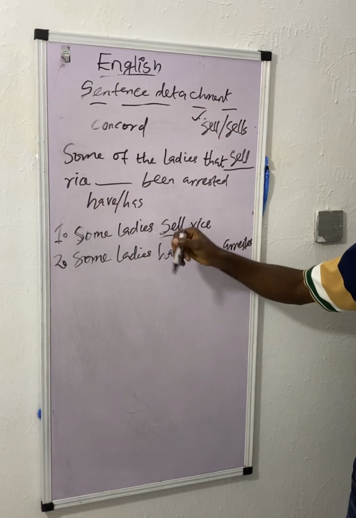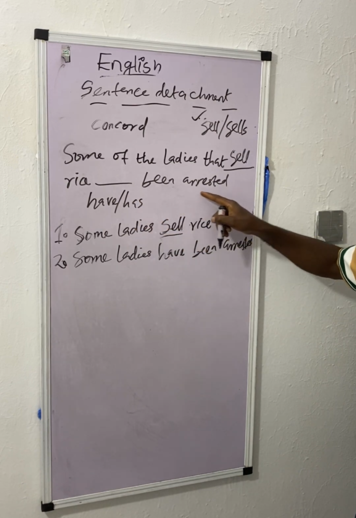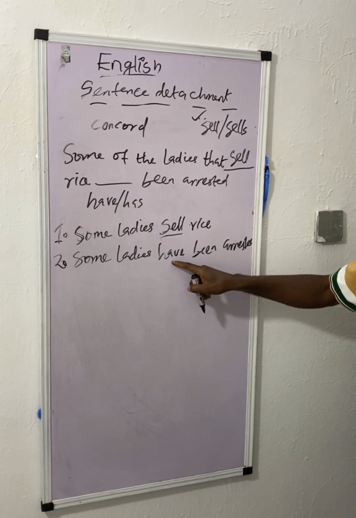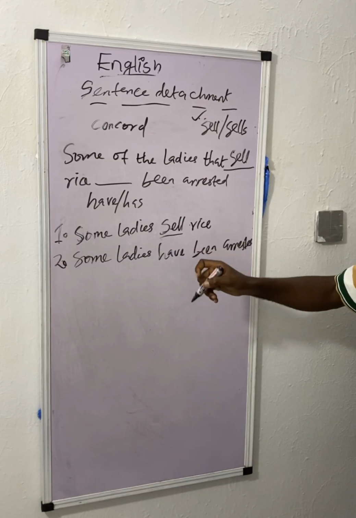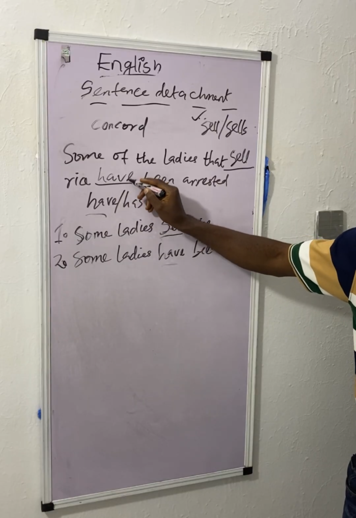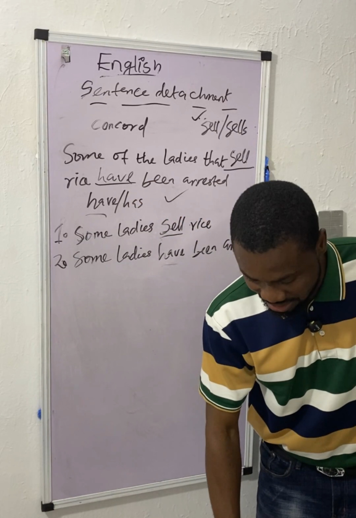Rice, okay, dash, okay, some ladies have been arrested. Provided is ladies, we have there, okay, the same ladies, okay, have been arrested. So have is the correct option. So we put our have been arrested. That's the answer, as easy as ABCD. The magic of sentence detachment.